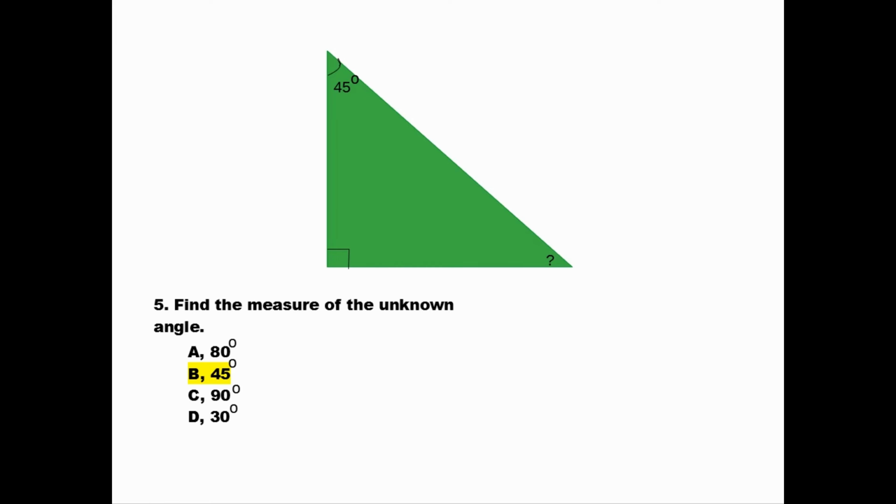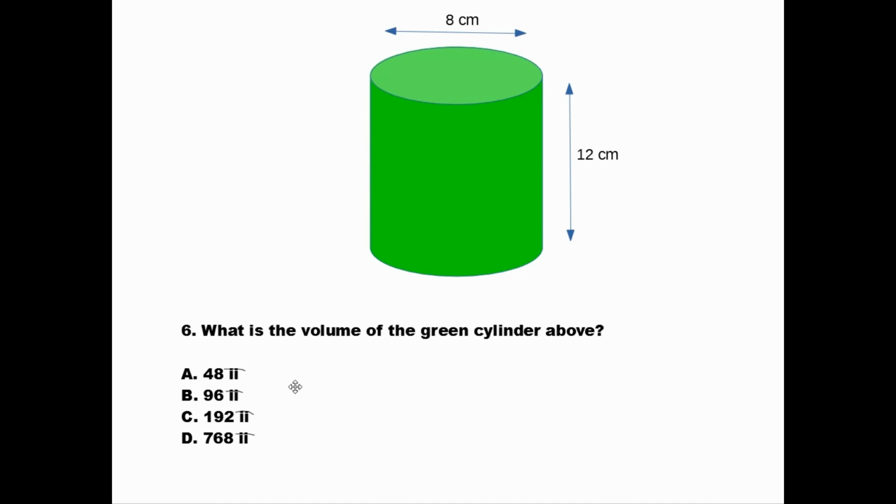So let's go to the last question, number 6. This is a little bit tricky, but if you are familiar with the formula of pi, then you can figure it out. So number 6 question, what is the volume of the green cylinder above? Here is 8 cm at the top and the side is 12 cm. Is it A, 48 pi, B, 96 pi, C, 192 pi, or D, 716 pi? So 5 seconds for the last question, start now. And the answer is letter C, 192 pi.